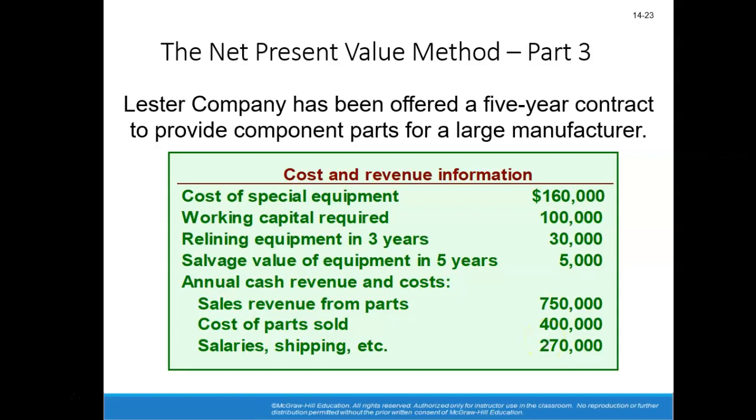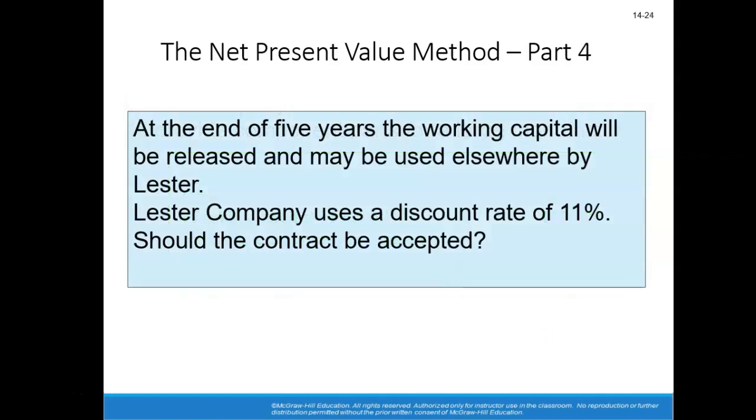So here's the question I'm posing to you. Based upon these numbers, should we accept this contract to provide component parts to this large manufacturer? How many say yes? How many say no? How many say, oh no? Well, let's go through the actual calculation to determine whether or not we should accept this project.